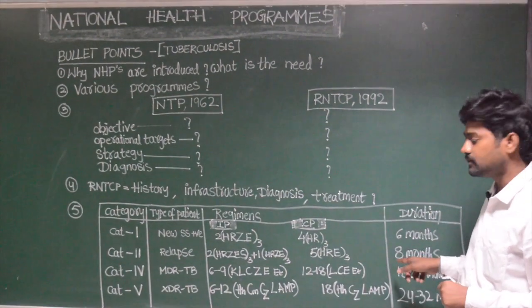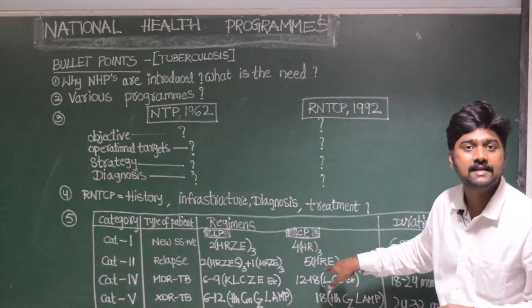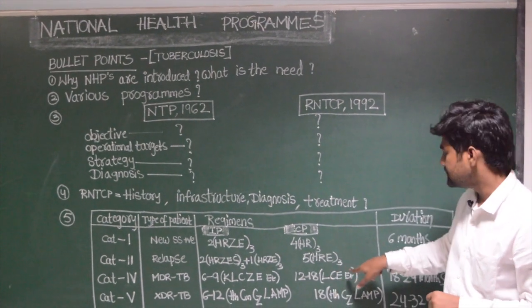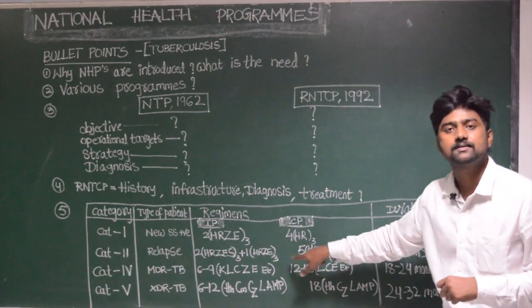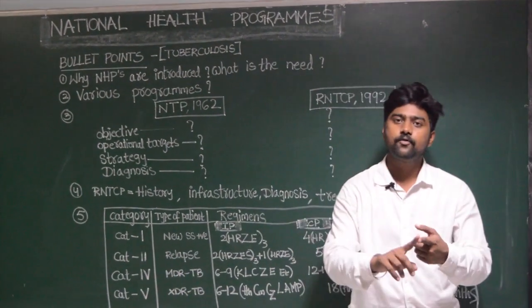Coming to continuation phase, similarly HRE, ethambutol is added. If you compare with category 1, here ethambutol is added. Similarly, thrice a week for 5 months. This is category 2. Now, these 2 are really important, category 4 and category 5.